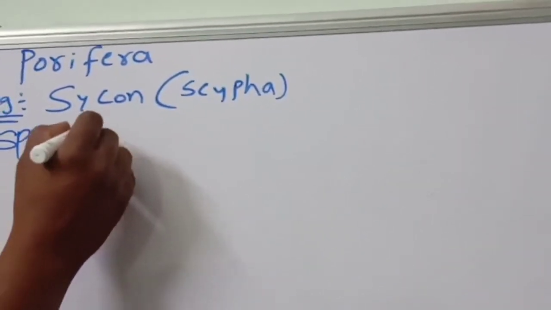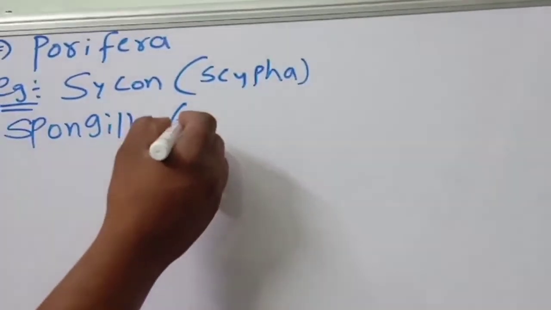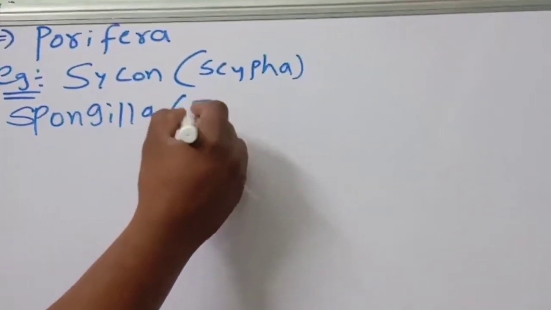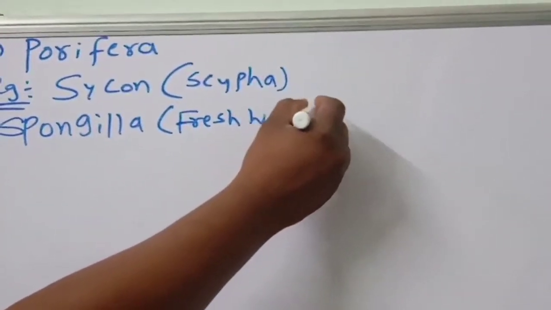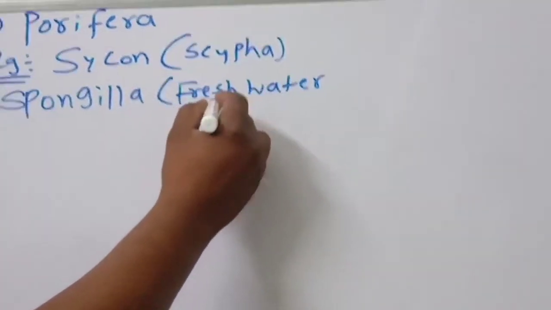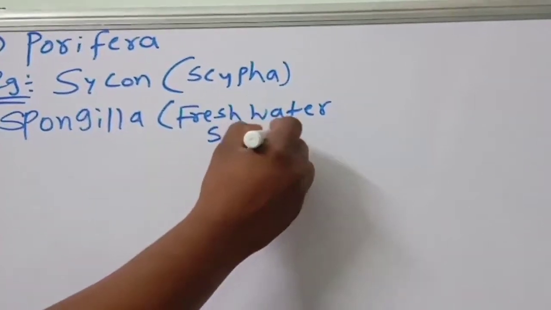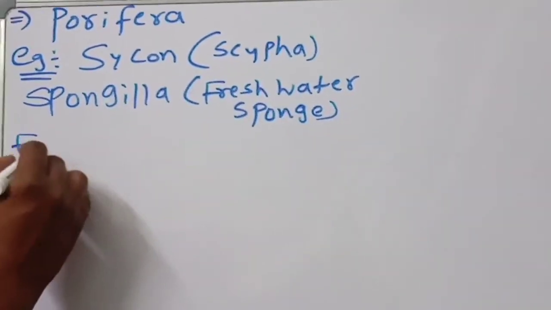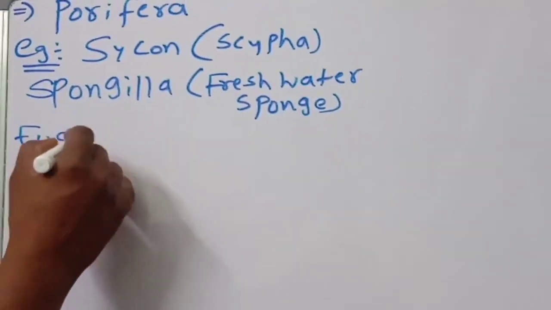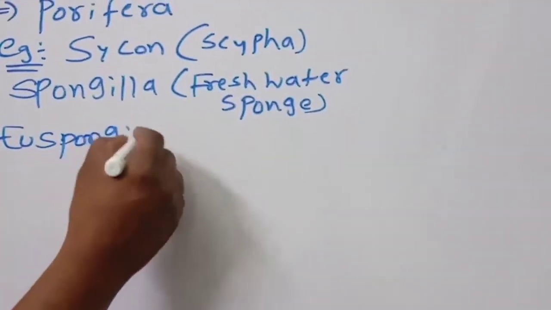Spongilla. It is a freshwater sponge. Okay, freshwater sponge. Next one, Euspongia.